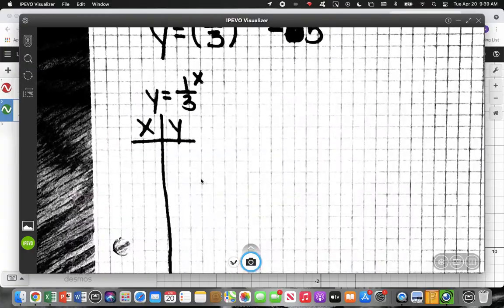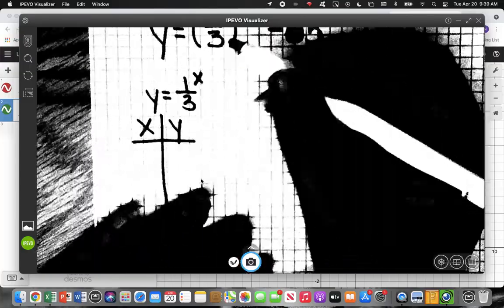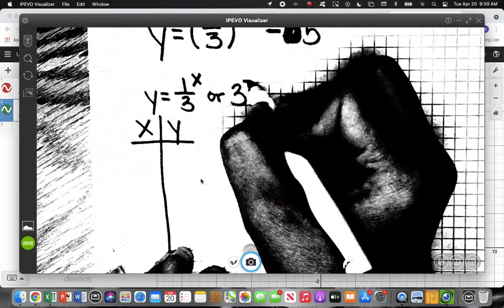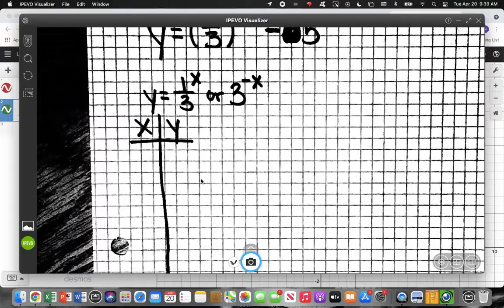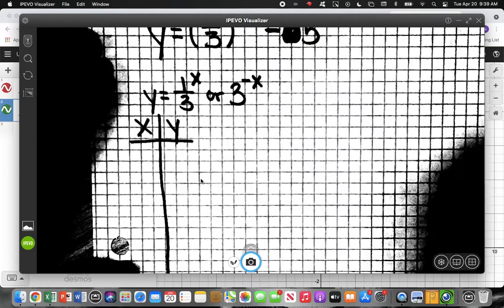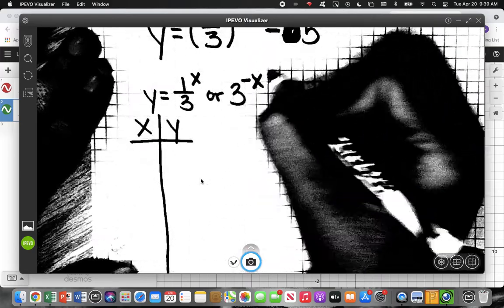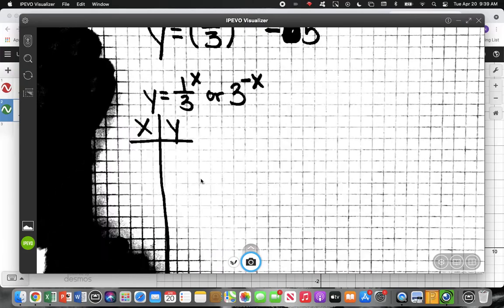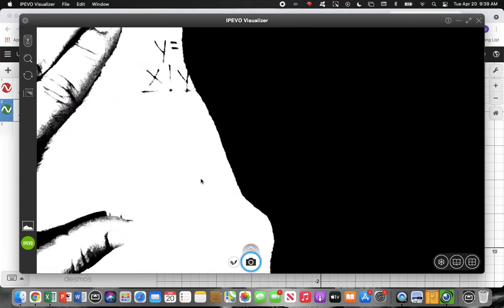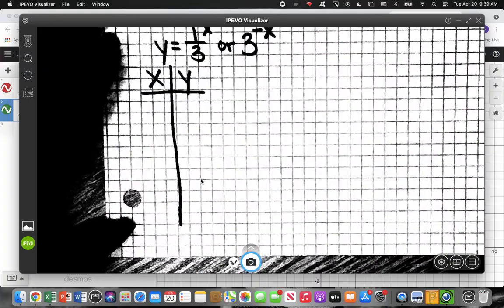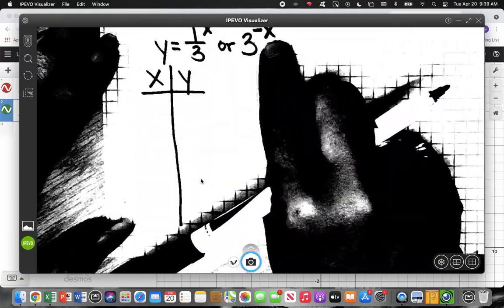Yesterday, you can make a table for either one of those. Those two things mean the same thing. 1/3 to the x, or you can make it a negative exponent and flip that fraction into a whole number. All right, so on this one, if you change this to a negative exponent, I would recommend making negative numbers first. Why do you think I would want you to do that? What happens when you plug in a negative number to a negative?